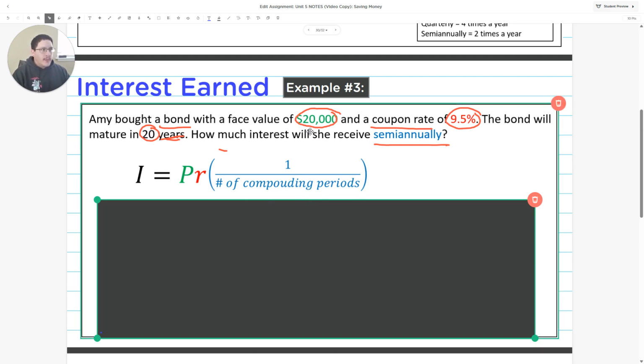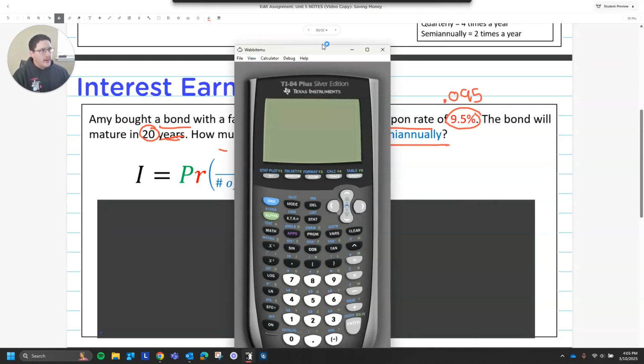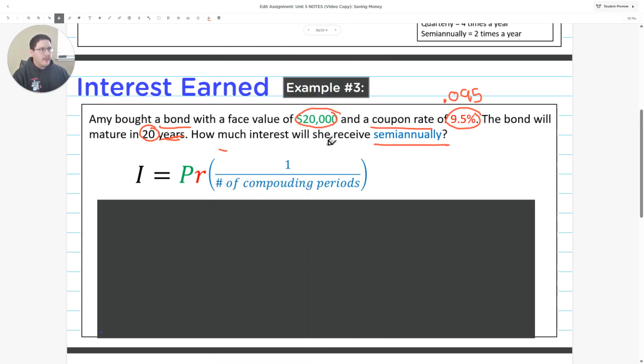So to fill out the formula, we know P, the principal amount, is $20,000. We know the rate is 9.5%, which as a decimal is 0.095. And how do I figure that out? Well, you can either move the decimal point to the left twice, or you can take 9.5% and divide it by 100. And we get 0.095. And that's the rate that we're going to use.